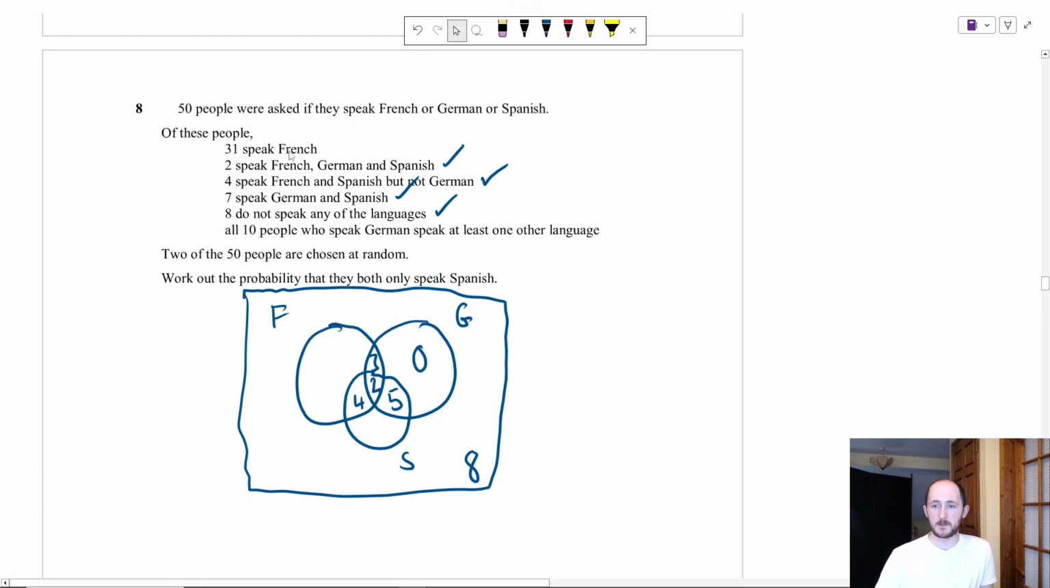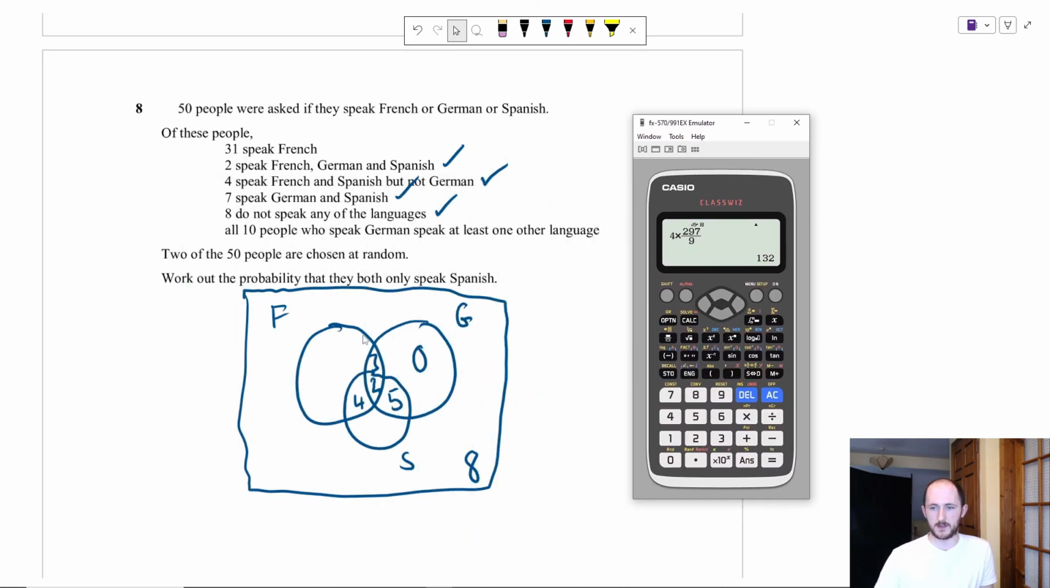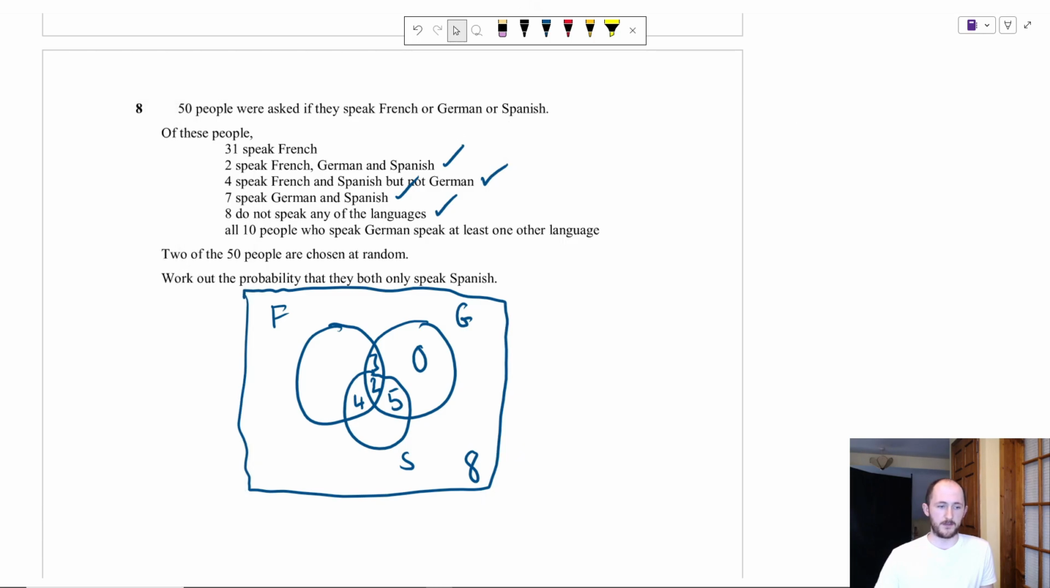And then it says 31 people speak French. So in total, in this whole circle, there should be 31 people. So if we do 31 minus 4, because we have 4 here, minus 2, minus 3, 22 people speak only French. Great, wonderful. Now, the best language is French. Okay, yikes, but anyway. And then we have to work out how many people just speak Spanish.